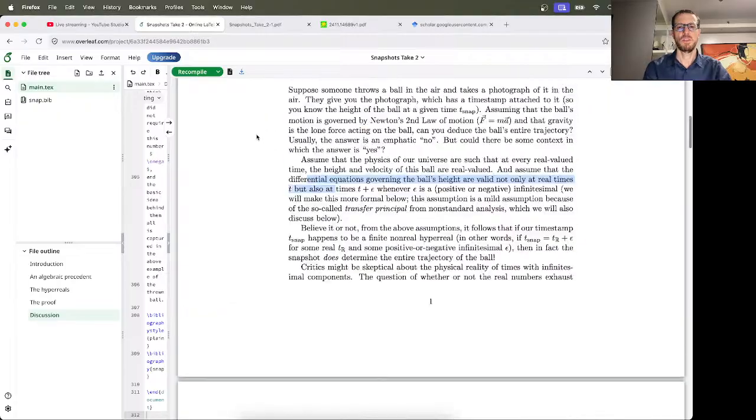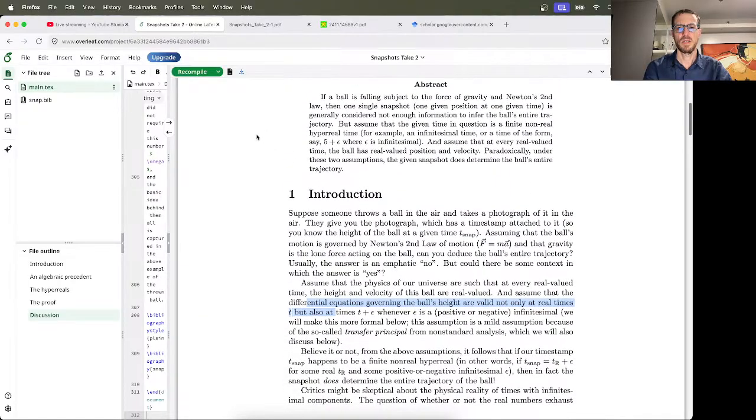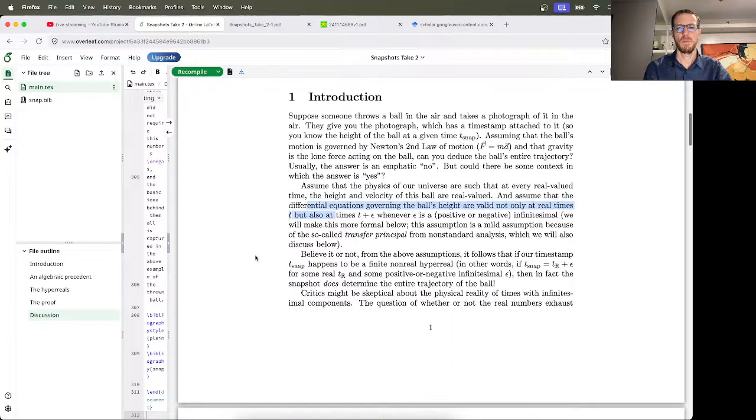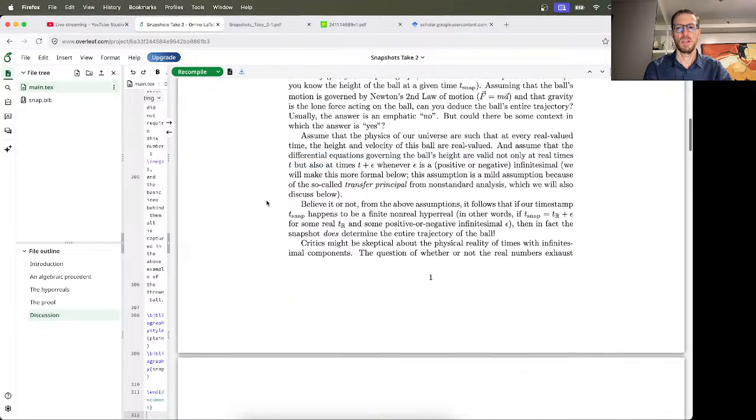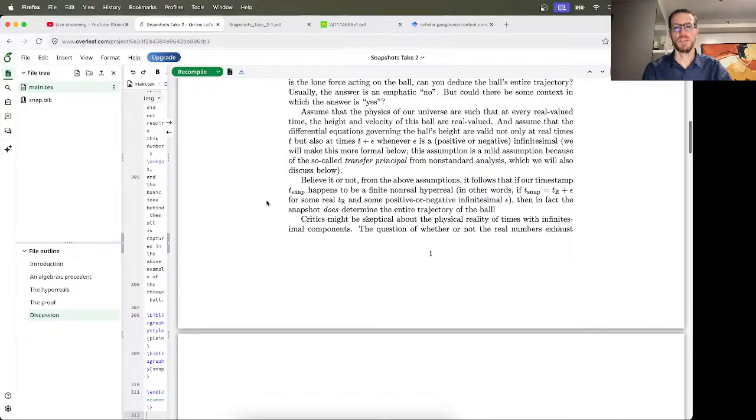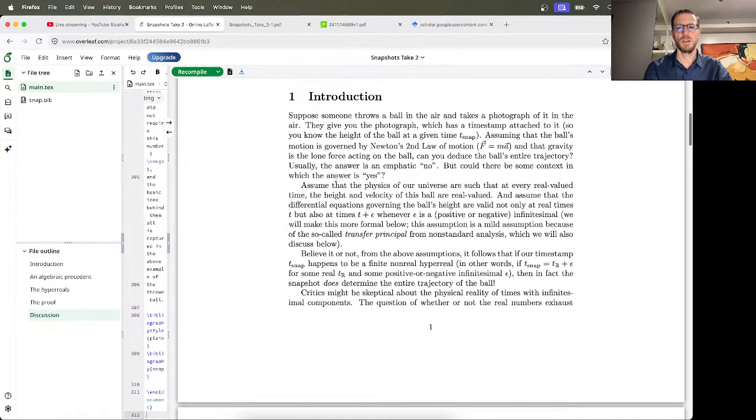Wait, in the abstract, did I say? Yes, position and velocity. Assume that the physics of our universe are such that at every real valued time, the height and velocity of this ball are real valued. And assume that the differential equations governing the ball's height are valid not only at real times t, but also at times t plus epsilon, whenever epsilon is a positive or negative infinitesimal. We will make this more formal below. This assumption is a mild assumption because of the so-called transfer principle from non-standard analysis, which we will also discuss below.